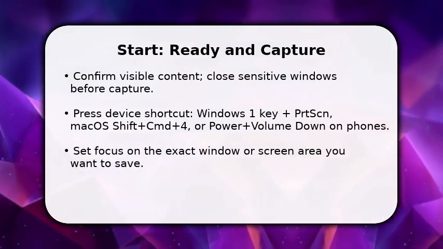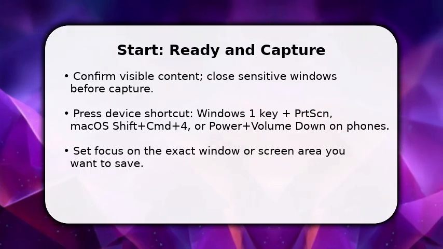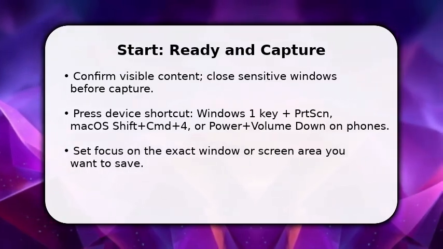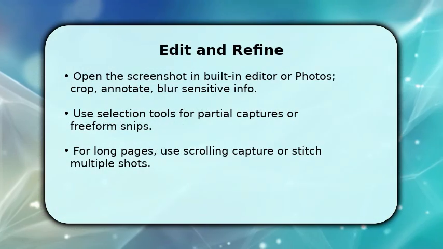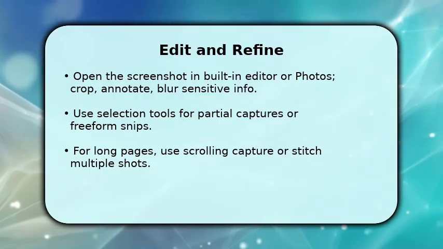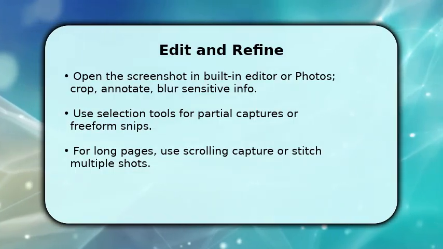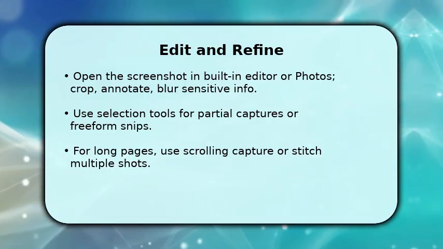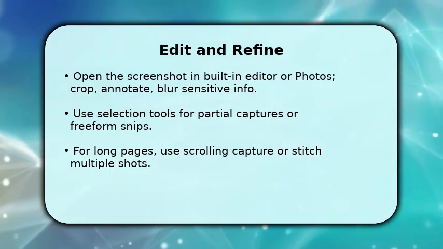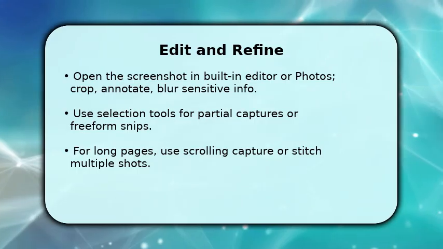Once done, check the small preview or screenshot folder to make sure the content registered correctly before moving to edit or share. After capture, open the image in the system editor to crop, highlight, or blur private data. You want the viewer to focus on the important part. If you used a partial snip, make sure edges are clean and annotations are readable.